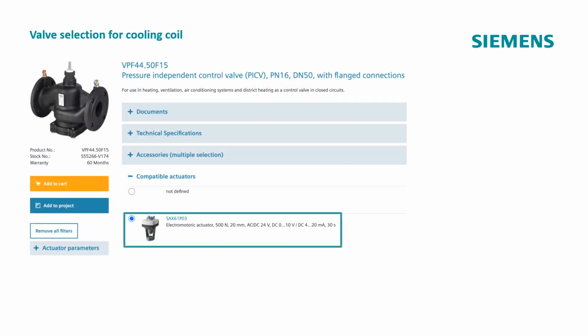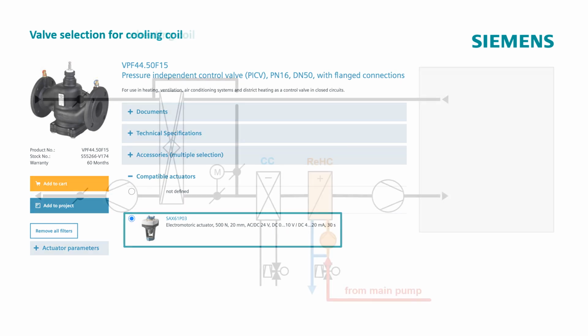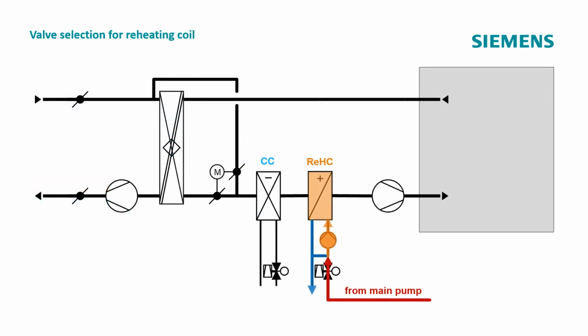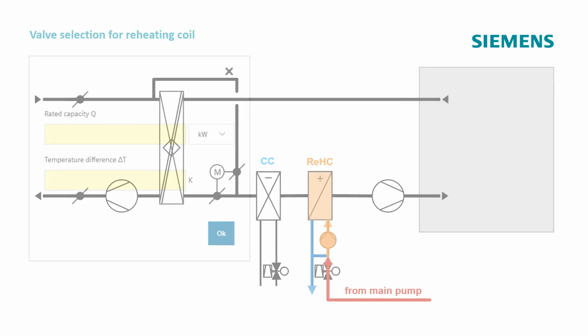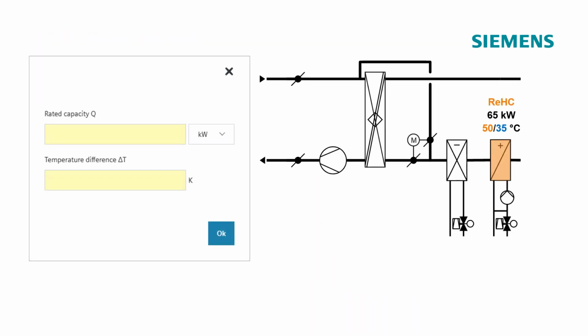This selection can now be added to the cart. Or if there are many valves to be selected, this selection can be added to a project. For the reheating coil, the approach is identical to the cooling coil. Here once again the plant schematic with the data for the reheating coil. For the calculation of the volumetric flow, the rated capacity and the temperature difference are needed. The rated capacity of 65 kW can be entered directly.